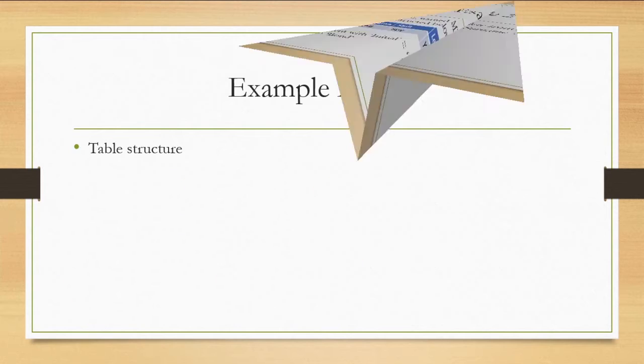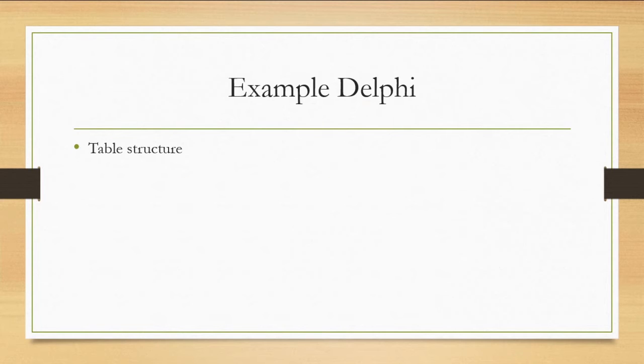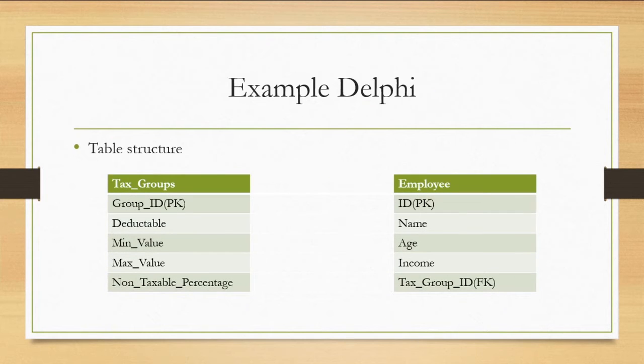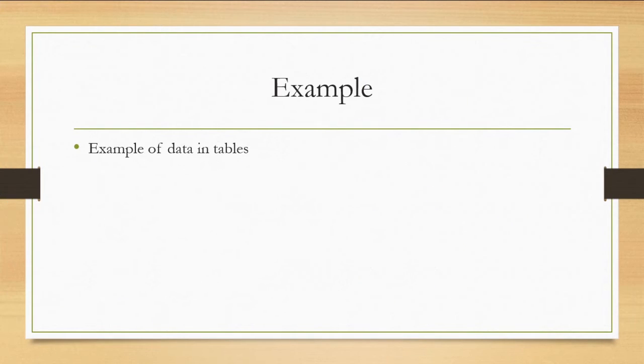Let's look at the Delphi example. So first our table structure, tax group and employee. Group ID is the primary key of tax group and ID is the primary key of employee, and employee has the tax group ID, which is its foreign key. The relationship looks as follows, and it's a one-to-many relationship. Again, if you're unsure what this means, please see our video on relationships. Let's look at some example data.